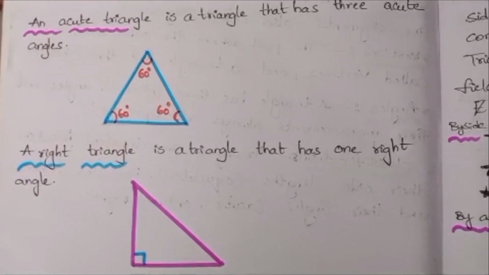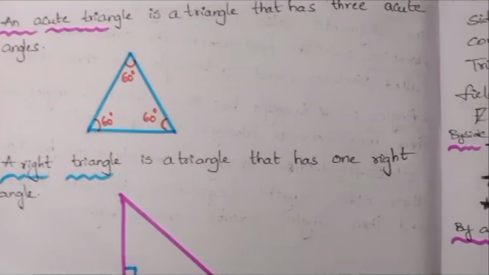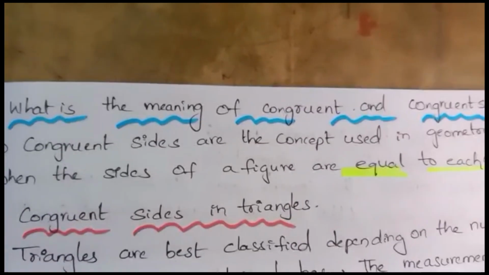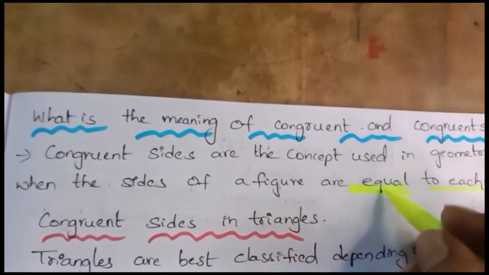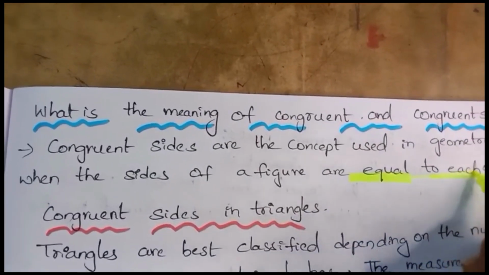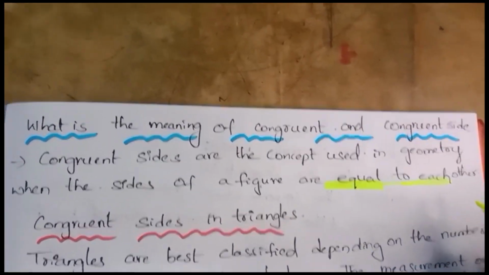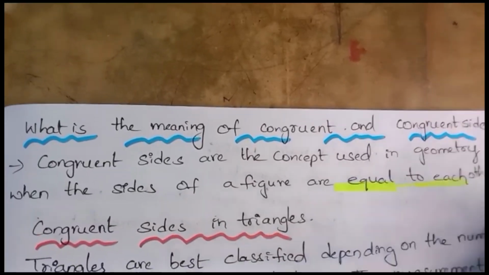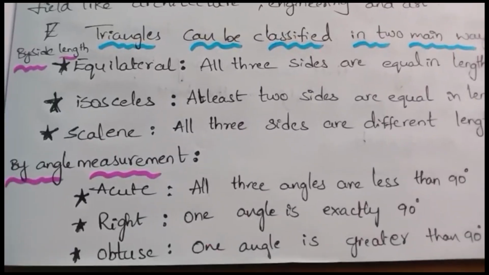Every time I am saying congruent, congruent. What is the meaning of congruent and congruent sides? Let's see. Congruent sides are a concept used in geometry when the sides of a figure are equal to each other.